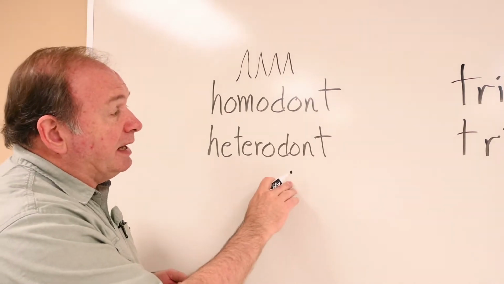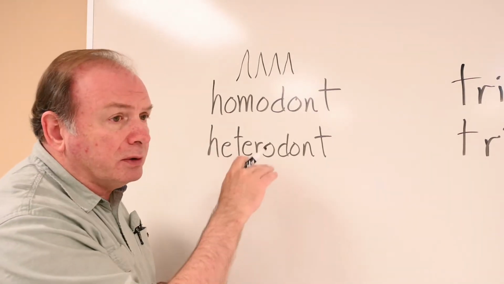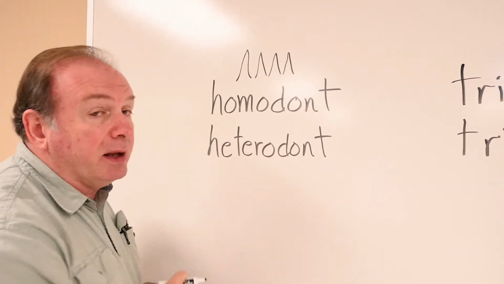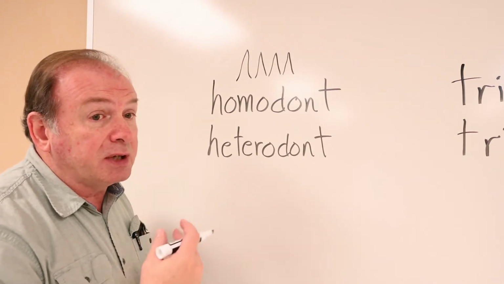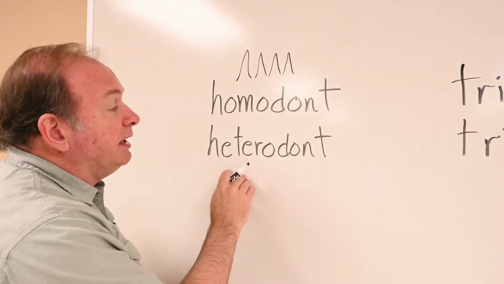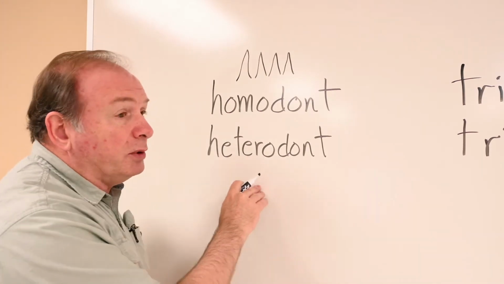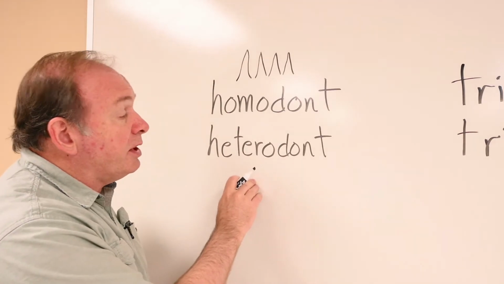When you have different kinds of teeth in the dentition in the mouth, some for sharp cutting, some for grinding, and so forth, we call that the heterodont dentition. And of course, we are heterodont. We have our incisors, canines, premolars, and molars. Different kinds of teeth for different functions in the same mouth. So this is almost exclusively a mammalian condition, this heterodont condition.